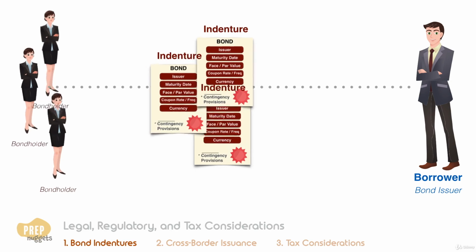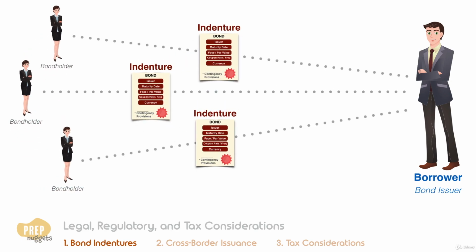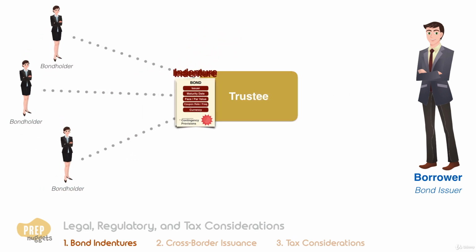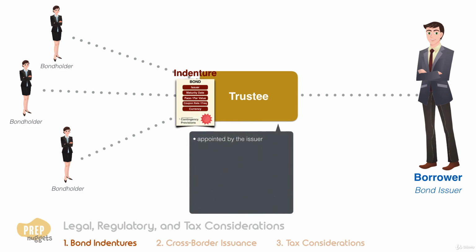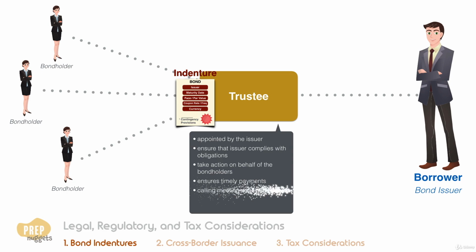As it may be impractical for the issuer to enter into a direct agreement with each of many bondholders, the indenture is usually held by a trustee. The trustee is typically a financial institution appointed by the issuer. Its role is to ensure that the issuer complies with the obligations specified in the indenture and to take action on behalf of the bondholders when necessary. It also ensures that the issuer makes timely payments to the bondholders. In the event of a default, the trustee is responsible for calling meetings of bondholders to discuss the actions to take. It can also bring legal action against the issuer on behalf of the bondholders.